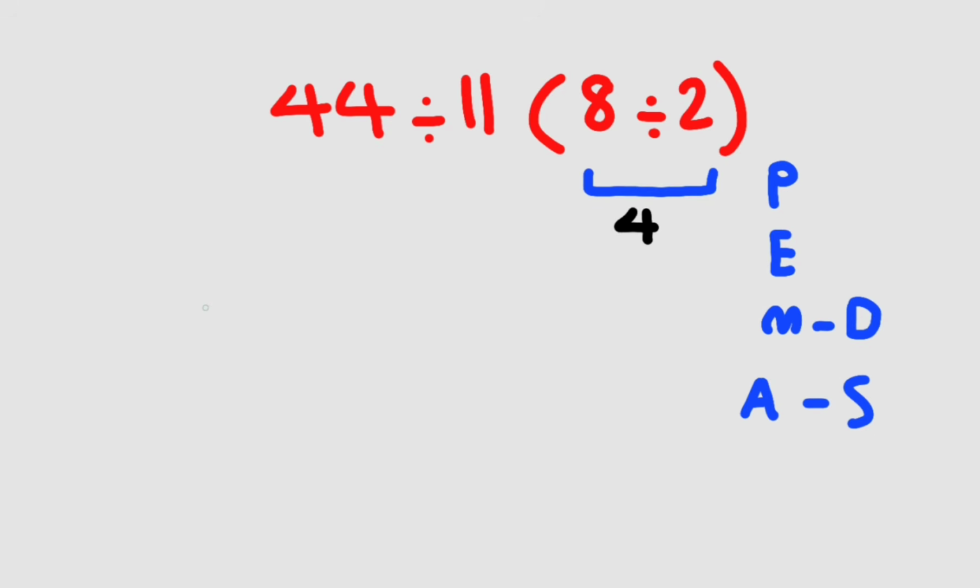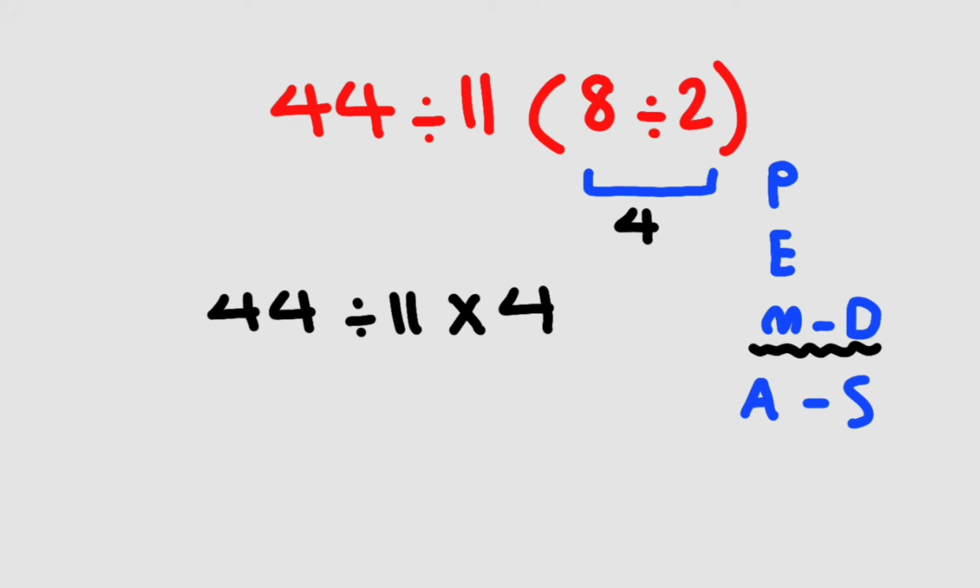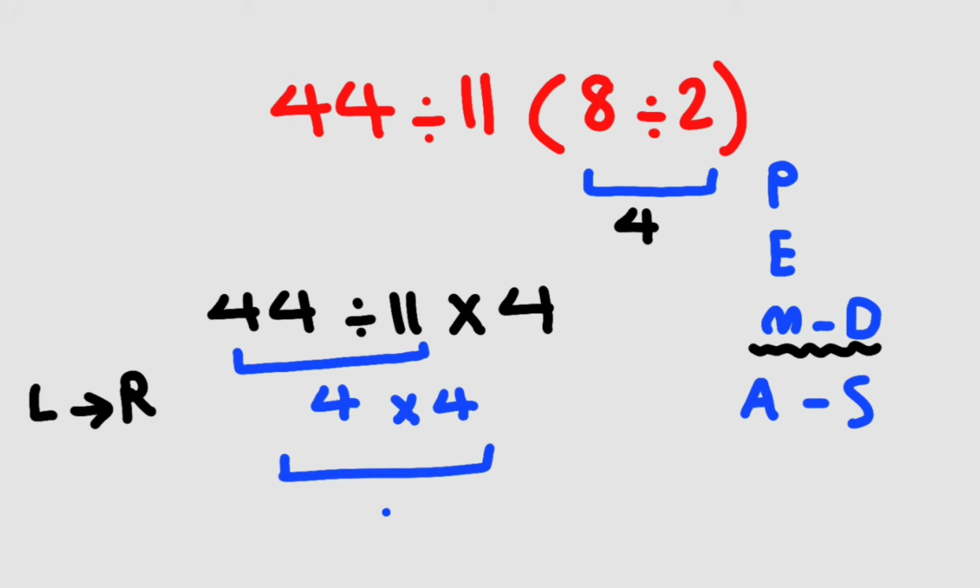Now let's rewrite the expression. 44 divided by 11 times 4. And as we know, multiplication and division are equally important, so we have to solve from left to right. So 44 divided by 11 gives us 4. Now 4 times 4 gives us 16. The final answer is 16.